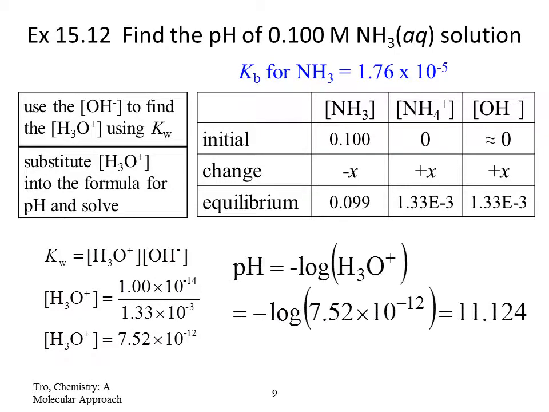Now we know the H plus concentration, and we use this equation: pH equals minus log of the H plus concentration, which will give you 11.124. So this is very similar to what we learned. The only thing is that in this equation the OH minus is generated, so we are going to write it for Kb.